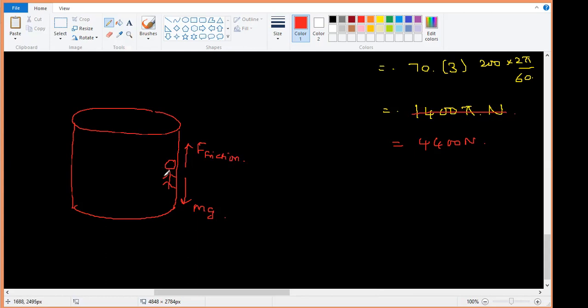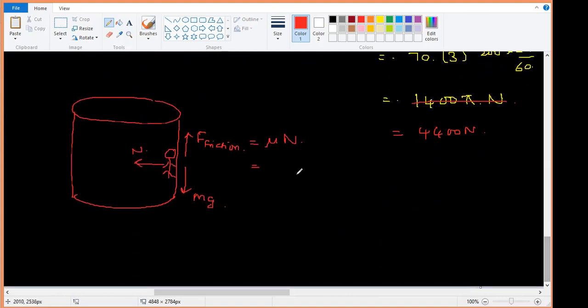So the normal reaction force, right? This is your force towards the center, so that is your N. So the friction force will be mu into N. What you calculated here is your N. So mu is 0.15. Did they say 0.15? Yes, sir, it's given, sir. So 0.15 into N, 4,400. Okay. Mg is 70 kg into 9.8 or 10, which means 700 Newton.